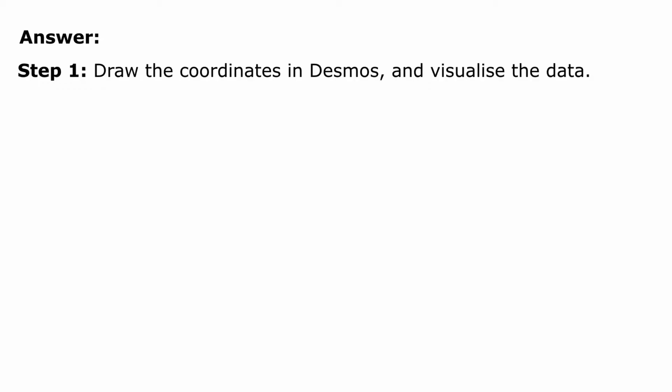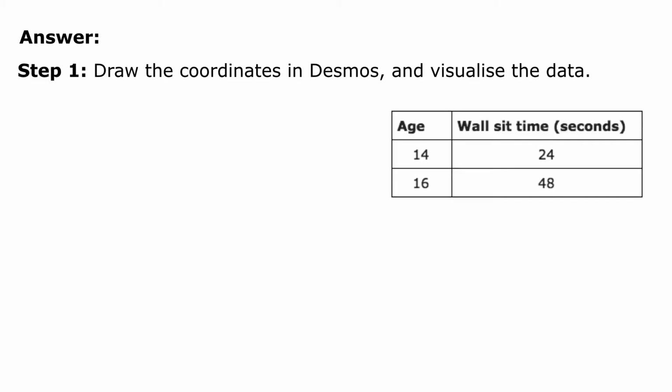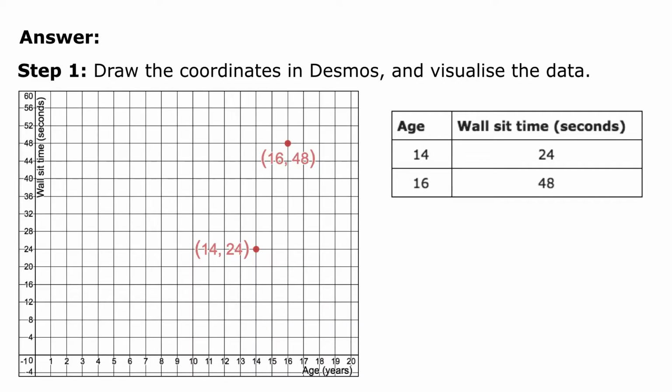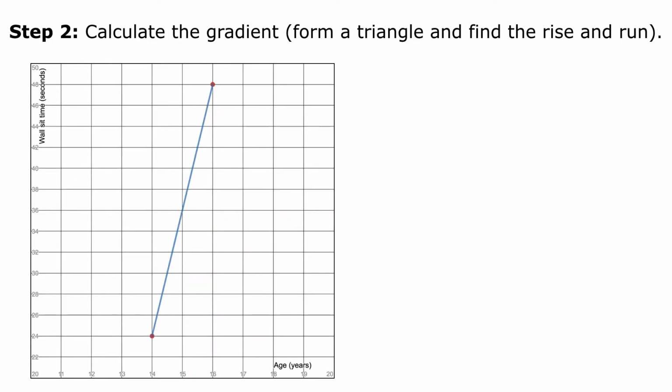So the first thing we want to do is draw the coordinates into decimals and visualize that, see what the graph actually looks like, well, what the points look like. So that's what I've done first of all. Okay, I've put those coordinates in there, 14, 24 and 16, 48. The next step is to calculate the gradient. So I want to form a triangle and find the rise and run. So you'll notice I've zoomed in a bit more on the graph, and my gradient is my rise over run.